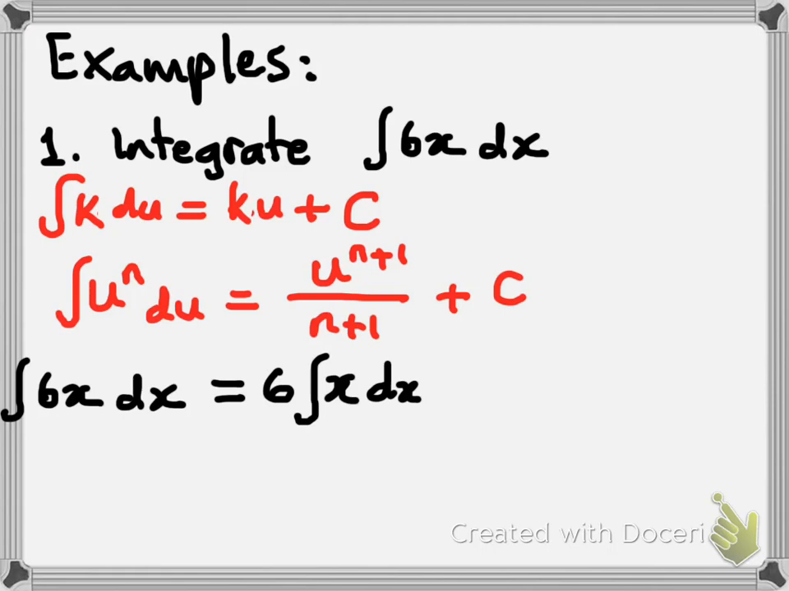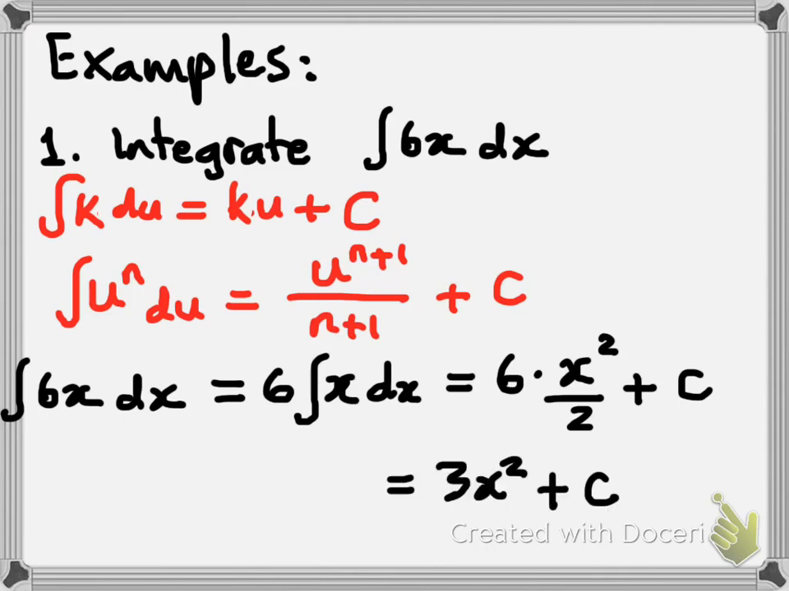The exponent for x is 1, so it looks like your power rule law that I wrote down here. So if you take the antiderivative of that, you have x to the power 2 divided by 2. And you are multiplying that by 6, plus your constant of integration, to give you a final result of 3x squared plus c. And to check that you are right, if we take the derivative of 3x squared plus c, we will get exactly 6x back.